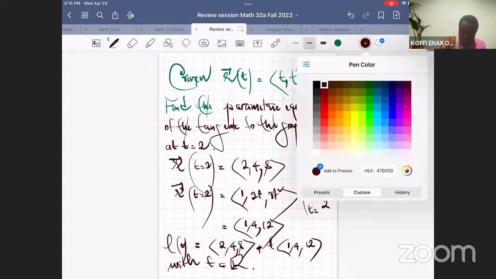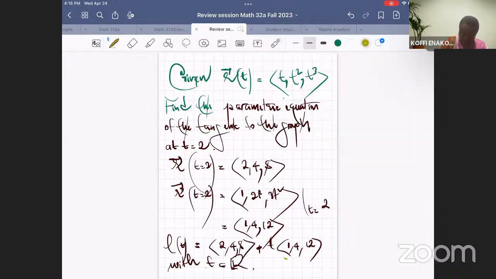So again, this is the direction vector. And these points represent one particular point on such line.